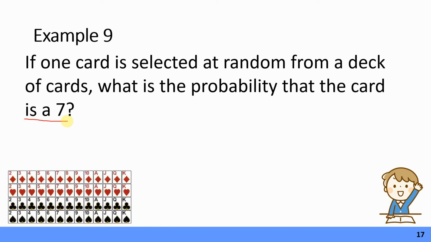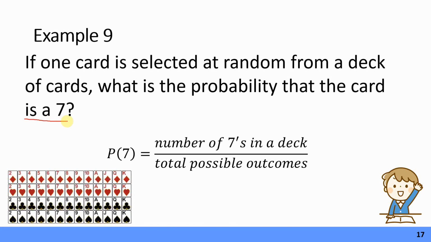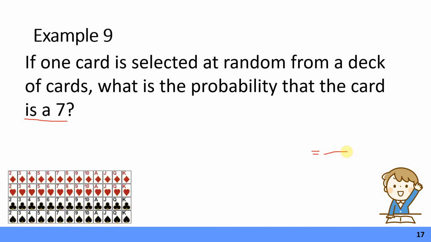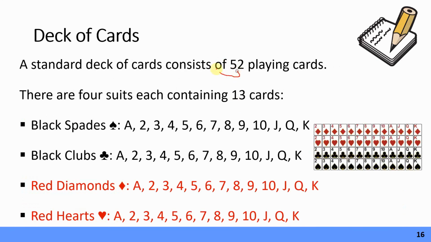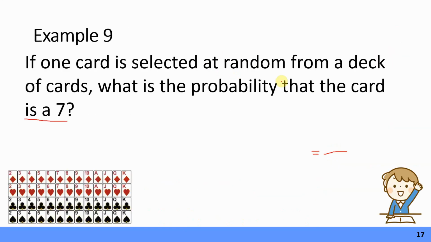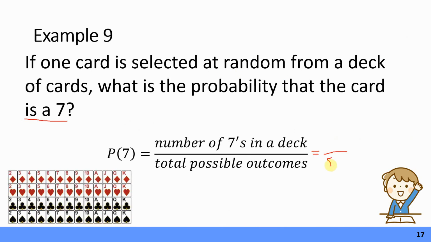Okay, so again, same thing over and over again. You're going to set it up the same way we do with the Kit Kat problem, with the dice problem, with any single problem. Your total always goes on the bottom. I'm not going to make you count the cards, but remember, a deck of cards has a total of 52 cards. So my denominator is going to be 52. Now, out of those 52 cards, how many are 7s?